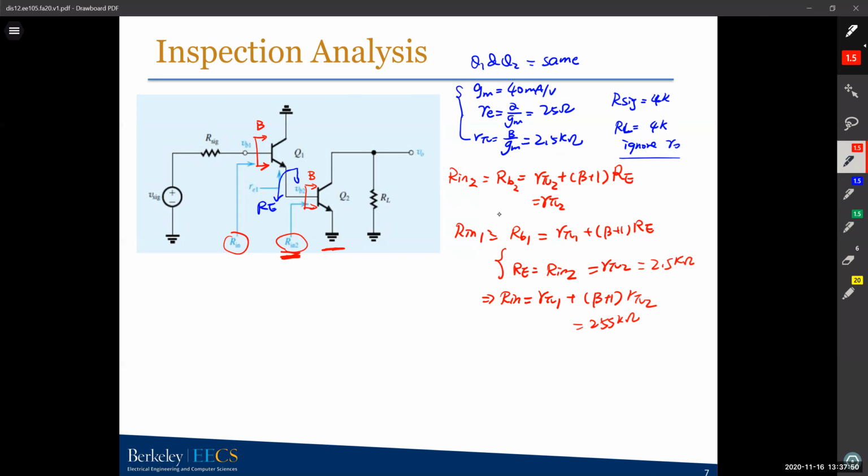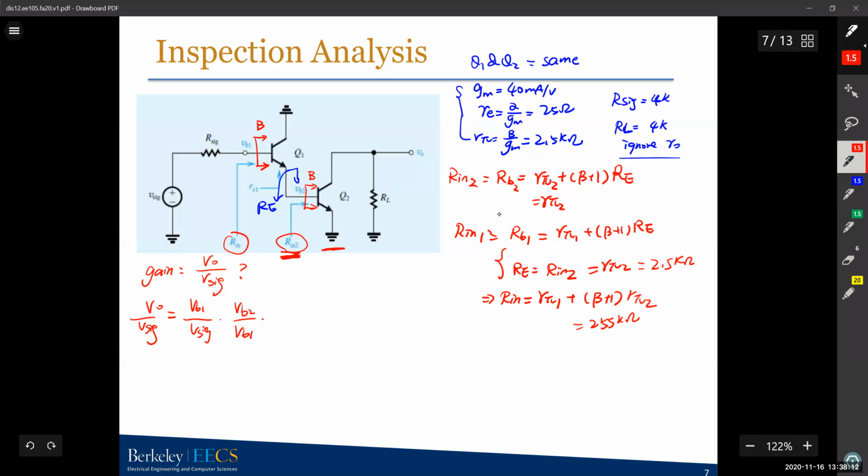And we want to move on to the gain part. So I want to know what's the gain. That means I want to know what's the V out over V sig. So V out over V sig can be divided into several parts. So this is actually VB1 over V sig times VB2 over VB1 times V out over VB2, right?